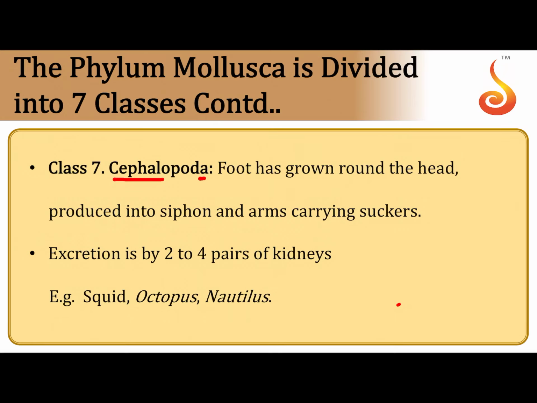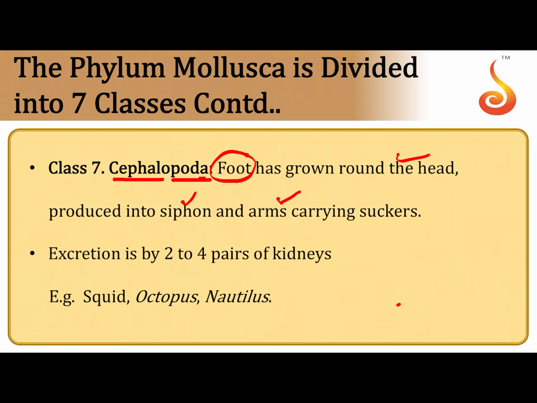These are unique because they don't have a shell on the outside. Some forms do exhibit an internal shell. Surprisingly, the foot itself grows around the head, and that's why they're referred to as Cephalopoda. They have a siphon through which they draw the water into their mantle cavity, and they also have ink glands which secrete an inky secretion when they are threatened or in times of danger.